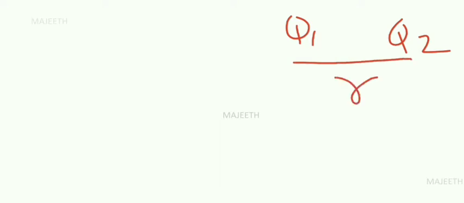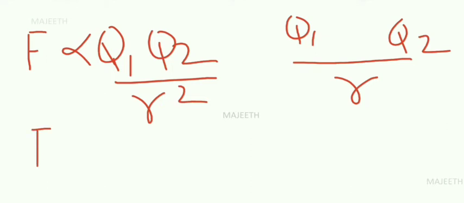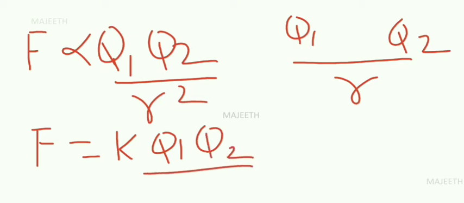Then, as per Coulomb's law, the force between the two charges is directly proportional to the magnitude of the first charge Q1, the magnitude of the second charge Q2, and inversely proportional to the square of the distance between the two charges. The proportionality constant is K. So F is equal to K into Q1 into Q2 divided by r square.